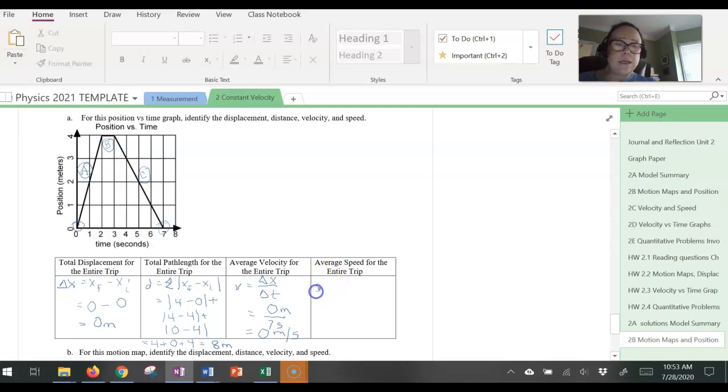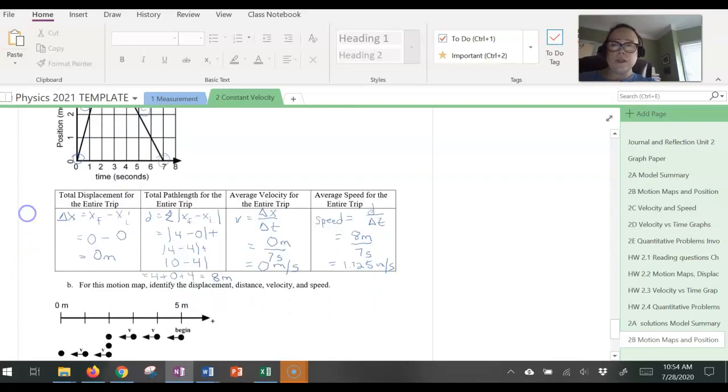And then the speed is the distance divided by the elapsed time. And this object moved a total distance or path length of 8 meters in 7 seconds. And so that would be 1.125 meters per second was the average speed.